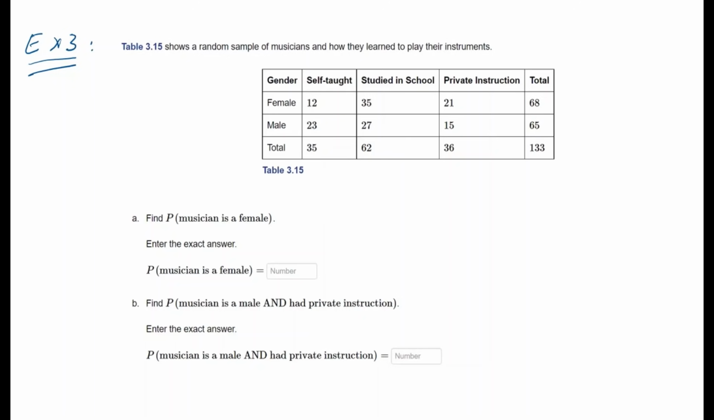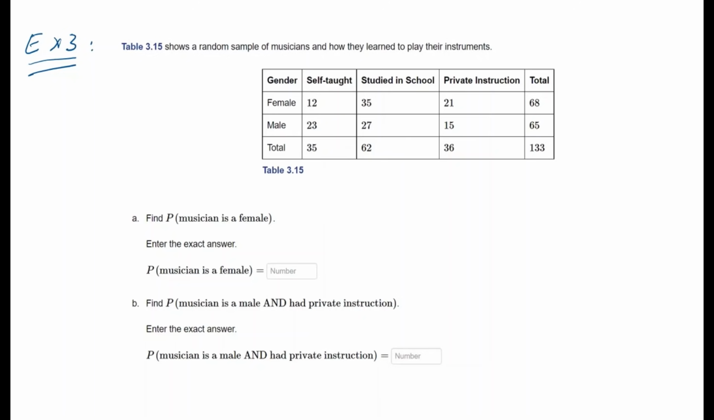So the first row is just representing the categories of musicians who learned by themselves, or who studied at school, or who studied private instruction. So in the second row, you see that this data is expressed about females, while in the third row the data is expressed about males, and in the last row this data represents the total number of males and females who are self-taught or studied in school or had private tuition.